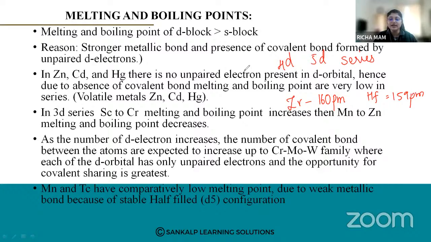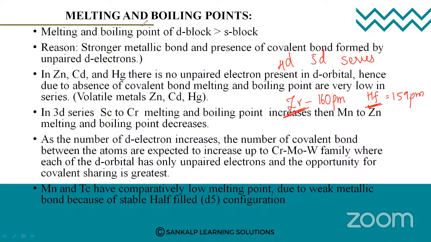It is due to lanthanide contraction, that is, due to the intervention of 4f orbitals. You can experience a decrease in atomic radii. Because of this reason, hafnium and zirconium have the same atomic radius, because the elements of the 4D and 5D series have the same atomic radii.